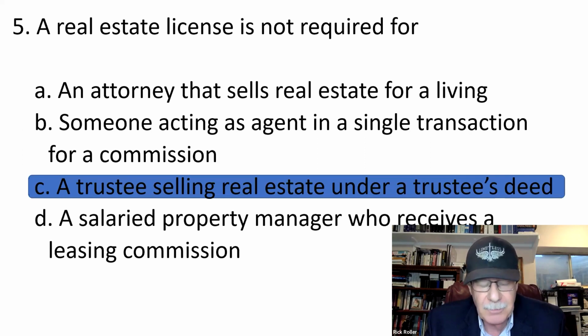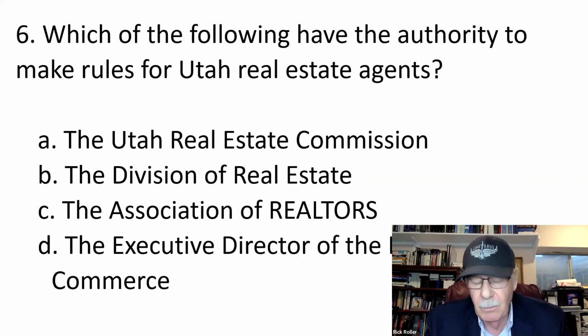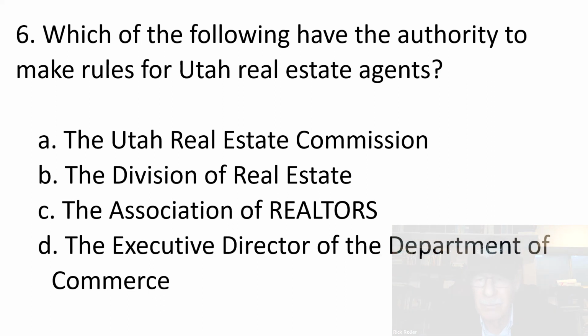Let's look at number 6, please. Number 6 says, which of the following have the authority to make rules for Utah real estate agents? Which of the following have the authority to make rules for you and I once we're licensed? Is it the Real Estate Commission, the Division, the Association of Realtors, the Executive Director, Department of Commerce? Okay, let's take it from the bottom up.